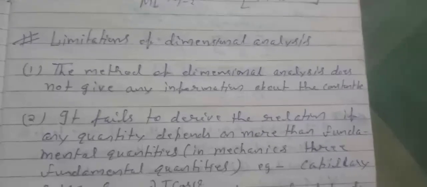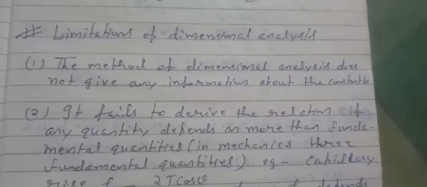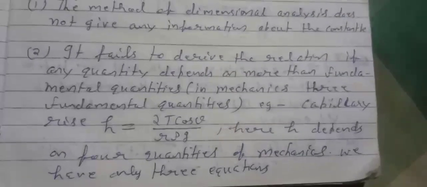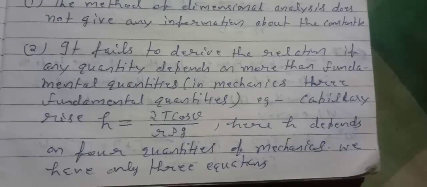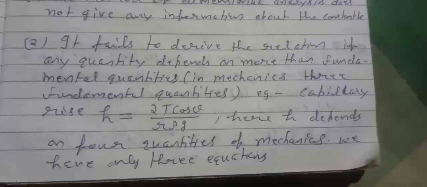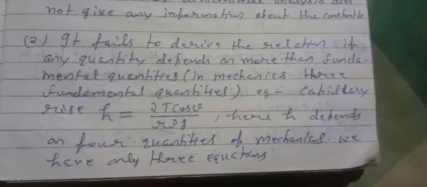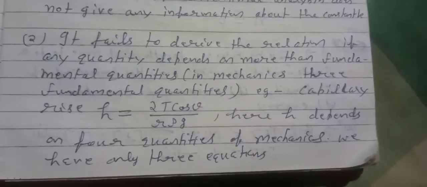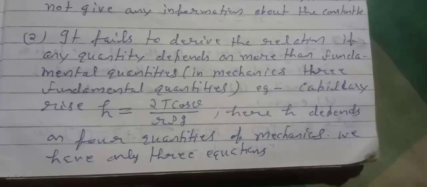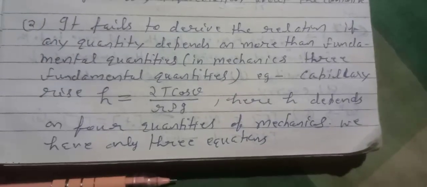Limitation of dimensional analysis. First, the method of dimensional analysis does not give any information about the constant K. Second, it fails to derive the relation if any quantity depends on more than three fundamental quantities, that is, in mechanics there are 3 fundamental quantities. Example, capillary rise h equals 2 into T cos theta by r rho g. Here h depends on 4 quantities of mechanics. We have only 3 equations.